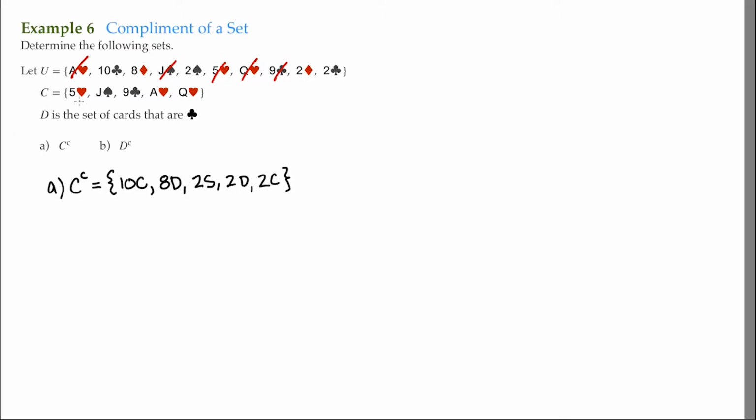So this is the complement of set C. If set C is the 5 of Hearts, Jack of Spades, 9 of Clubs, Ace of Hearts, and Queen of Hearts, then its complement is everything else. And that's what is listed here.